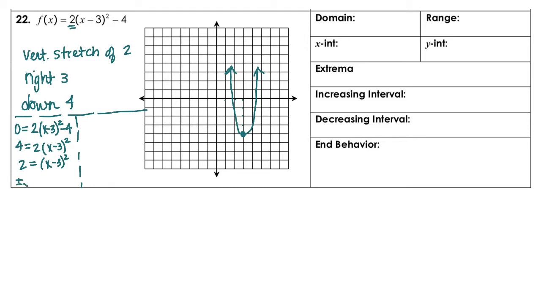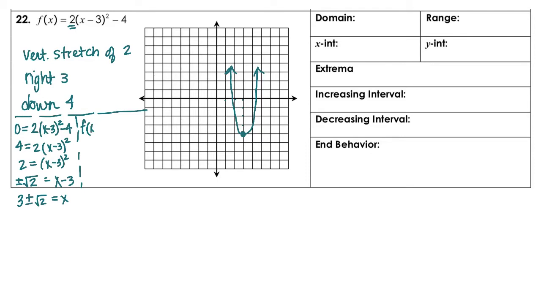And don't forget we need plus or minus 2. And that's going to be equals x minus 3. So when we add our 3 over, we have 3 plus or minus root 2 equals x. So that's going to be like 3 plus and minus 1 point stuff. So however you want to do that, you can leave it in exact form. That's perfectly okay. Now for the y-intercept, we're going to let x be 0.